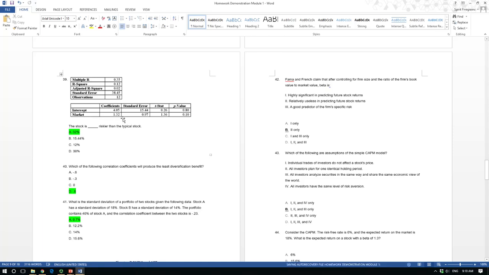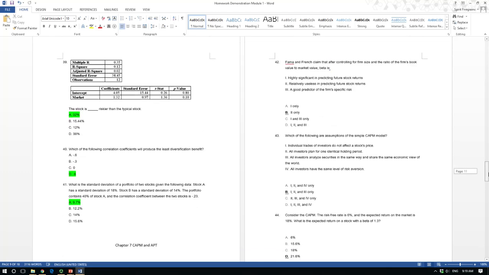1.32 means this individual company is 32% riskier than the market average. So remember, this coefficient on the market is the regression result for beta. Higher beta, more risky than what? Than the market average. So the answer is A. 1.32 here means the individual stock is 32% riskier than the market average.